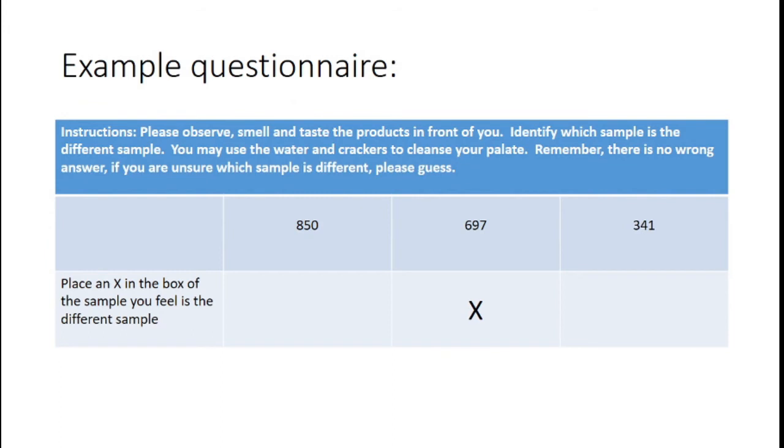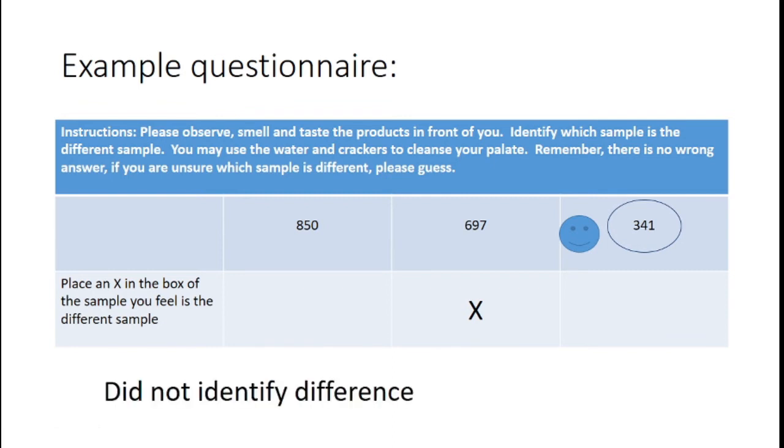So let's imagine our participants took their trays, they participated, and they filled out the questionnaires, and now we're getting these questionnaires back, and we have to take a look. We need to remember what our set list is, and that set list is the list held back by the people preparing the samples so that we can go and interpret what these questionnaires are. So in this case, the set list may have indicated that 341 was the odd sample. And in this case, the participant did not identify the difference.